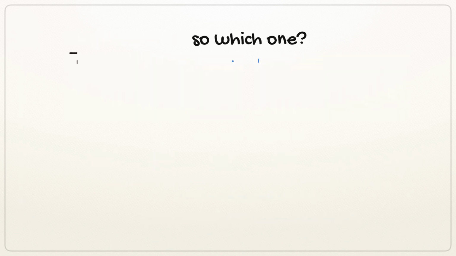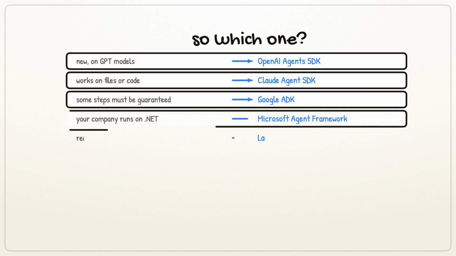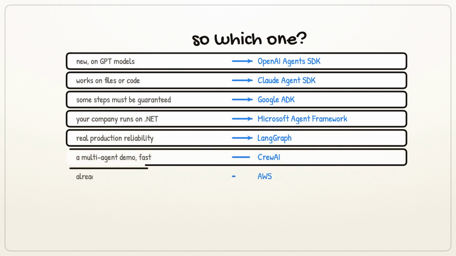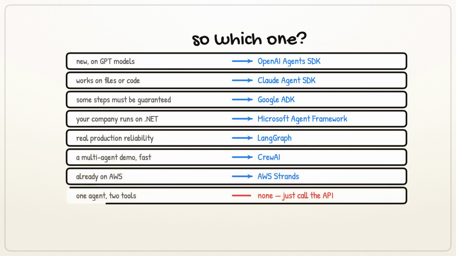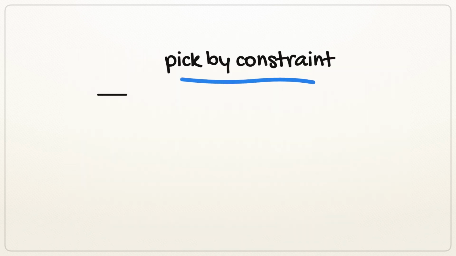How to actually choose? If you are new and using GPT models, start with the OpenAI Agents SDK. If your agent works on files or code, use the Claude Agent SDK. If certain steps must be guaranteed, use Google ADK. If your company runs on Microsoft or .NET, use Agent Framework. If you need real production reliability, use LangGraph. If you want a multi-agent demo running quickly, use CrewAI. And if you need formally stable APIs today, keep in mind that both OpenAI's and Anthropic's frameworks are still pre-1.0.